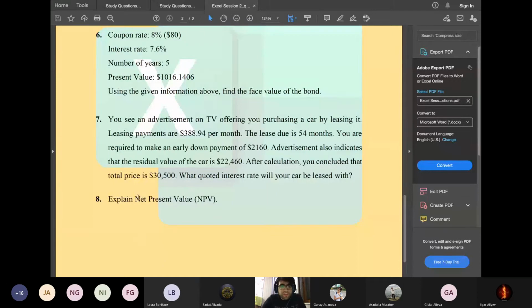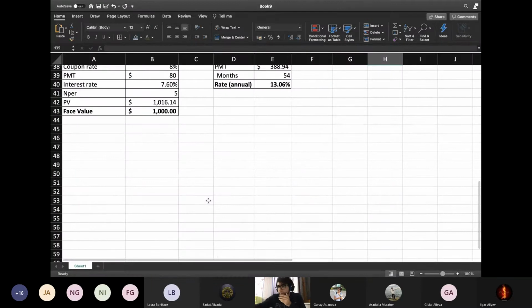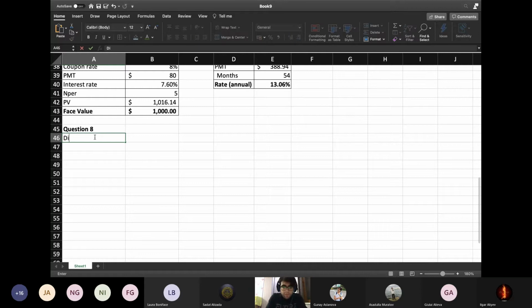What is net present value? In Excel, there is a function of net present value. Let me write here question 6, 8. The net present value formula or function in Excel actually finds present value, not net present value. I will show why. Let me give you some annuity payment.